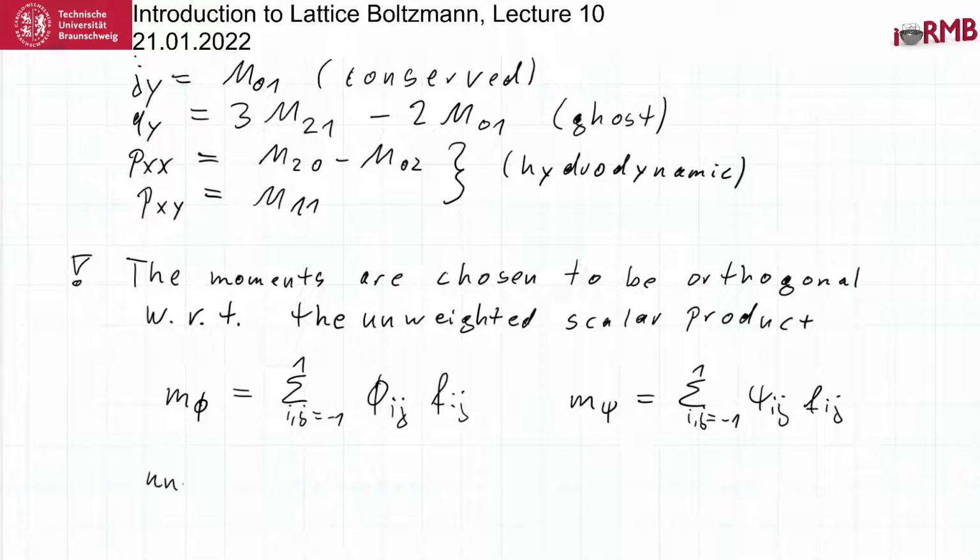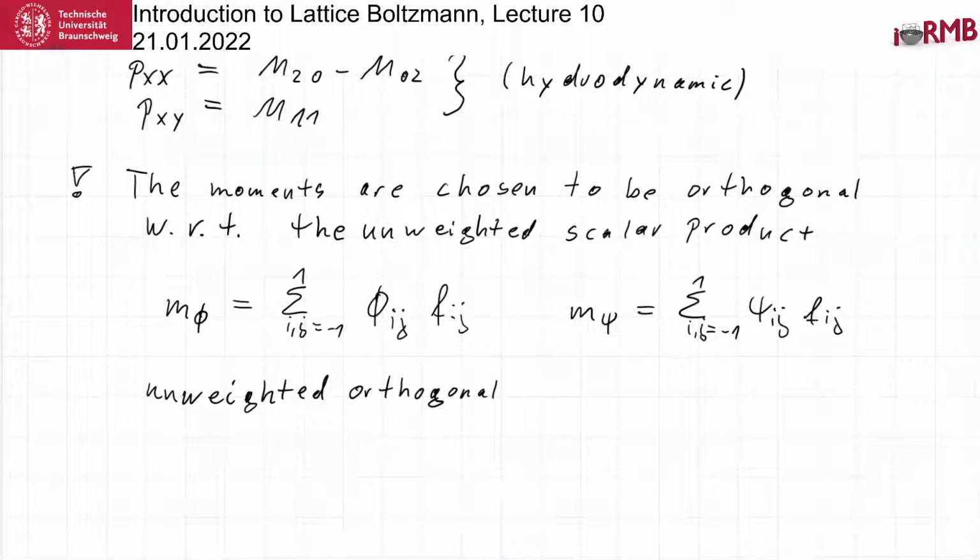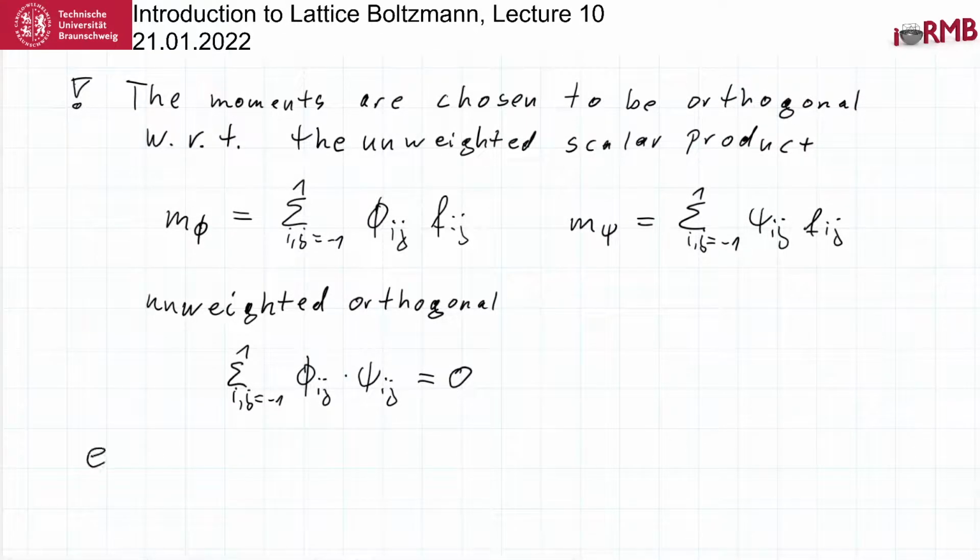So the unweighted orthogonality. Unweighted orthogonal means that the sum over ij from -1 to 1 of phi ij times psi ij sums to 0. Then it's unweighted orthogonal. So, example.